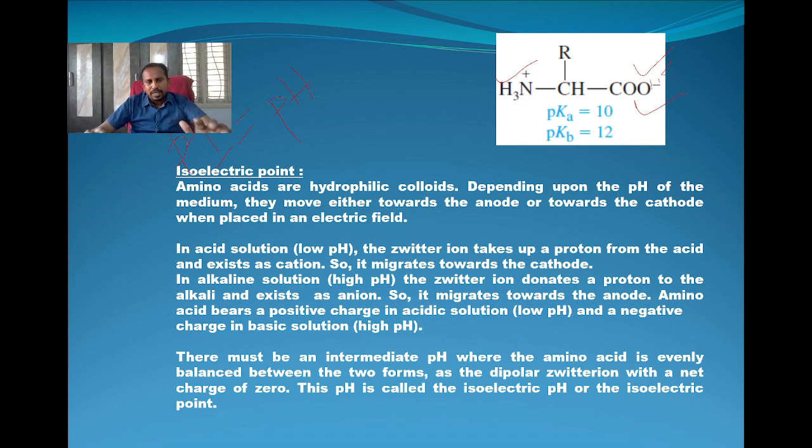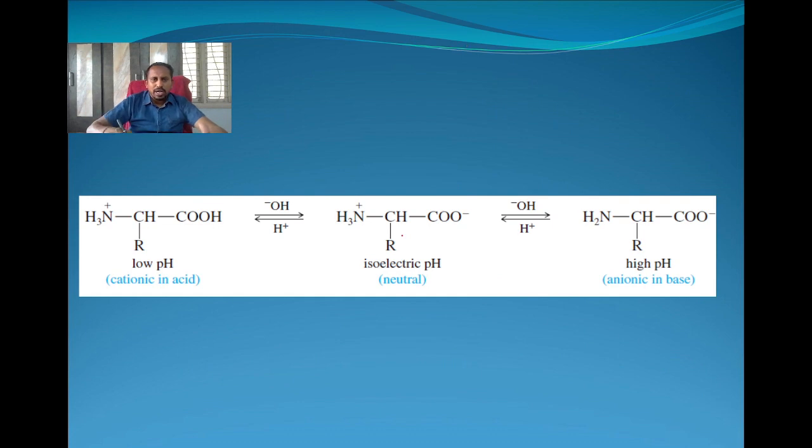An amino acid bears a positive charge in acidic solution, low pH, and a negative charge in basic solution, that is at high pH. There must be an intermediate pH where the amino acid is evenly balanced, positive and negative charge balanced, existing as the dipolar zwitterion form with a net charge of 0. This pH is called the isoelectric pH or the isoelectric point. So the isoelectric point is nothing but the pH at which the amino acid remains in zwitterionic form. So this is the zwitterionic form.